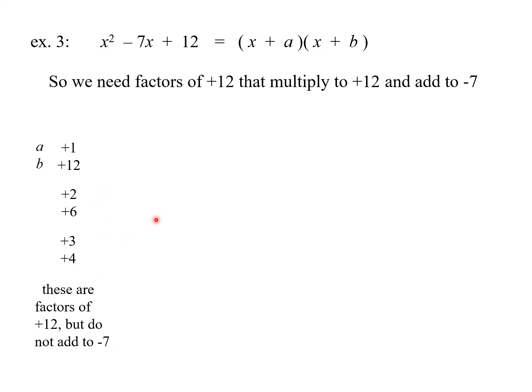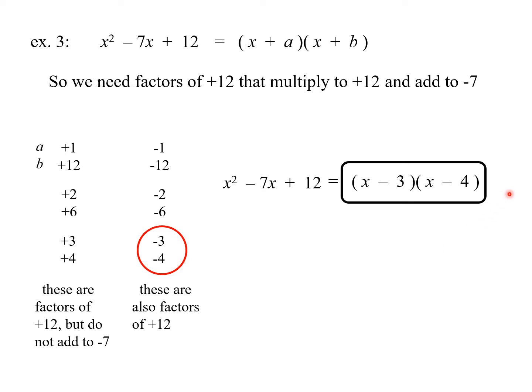But remember, we could also have these factors: negative 1 times negative 12, negative 2 times negative 6, negative 3 times negative 4. All these also multiply to positive 12. And this is the pair that also adds to a negative 7. So that's the winning pair right there. So negative 3 is the a, negative 4 is the b, and then we can write it as such.